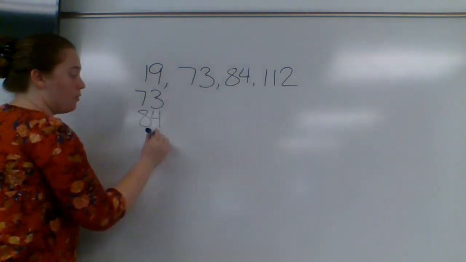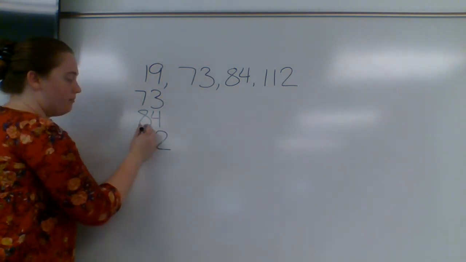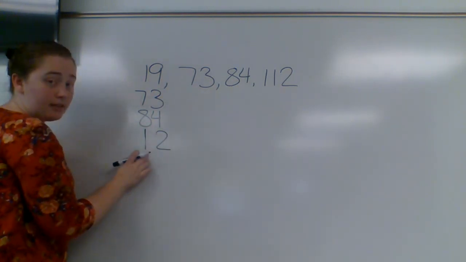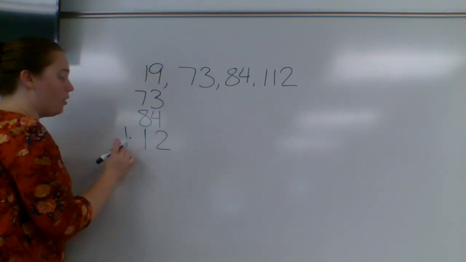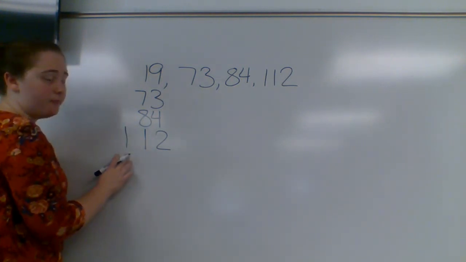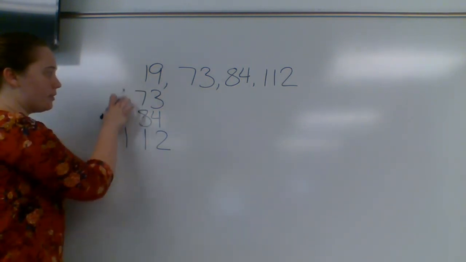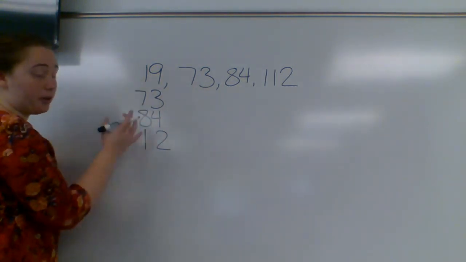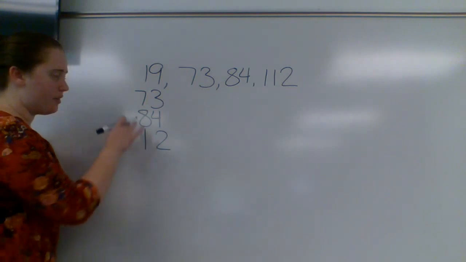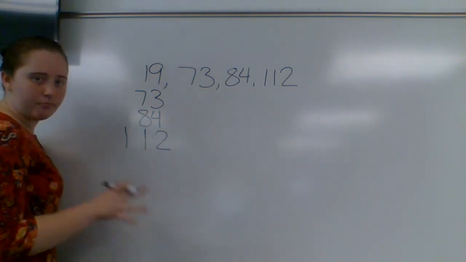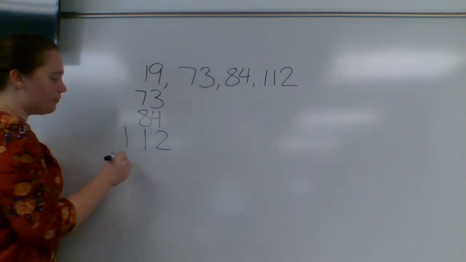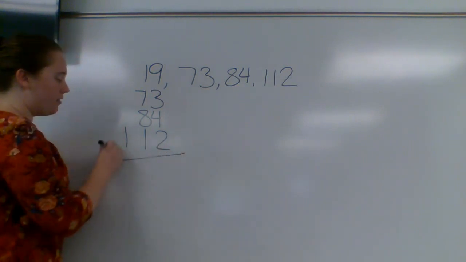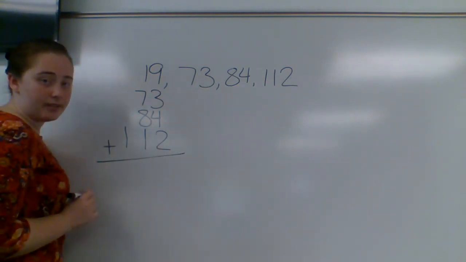So 112, 2 should be right there. My 1 from my tens place needs to be there, and my 1 from my 100ths place goes there. You could write a 0 in front of these three numbers and it would not change them, but it would show that there is a number in the 100ths place value, and that number is of course 0, but I don't need to write it right now. So draw a line underneath and add the numbers together.